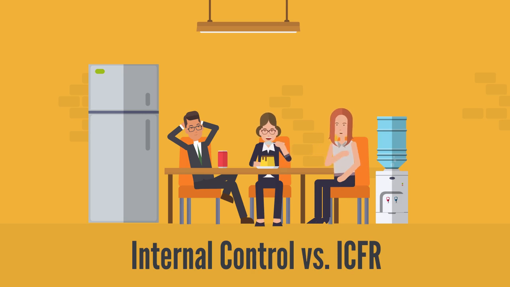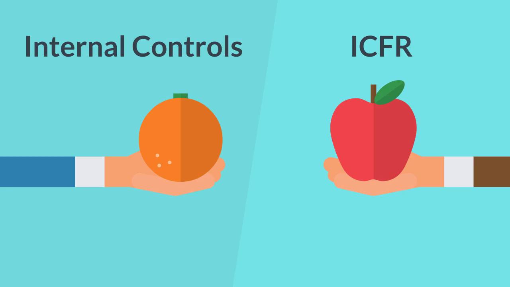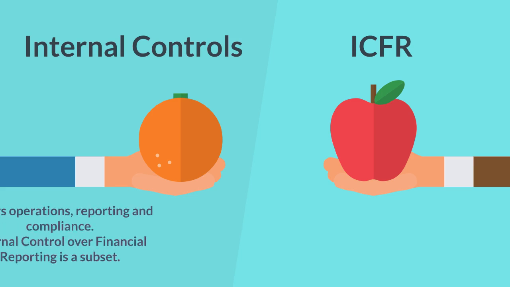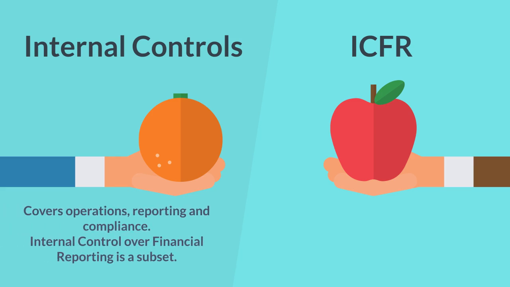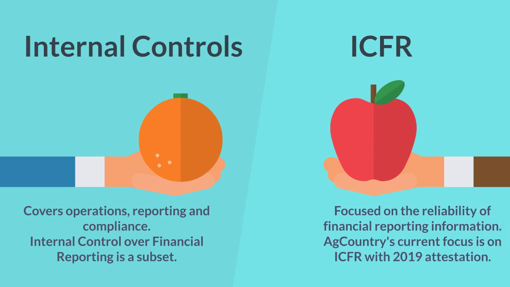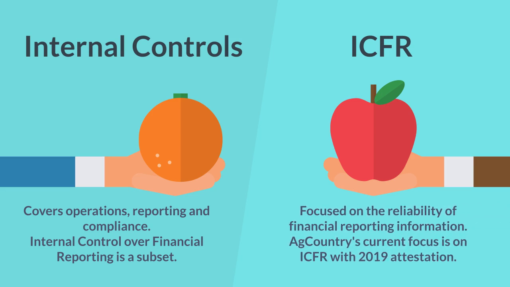Clay, what is the difference between internal controls and ICFR? That's a good question. Let's take a look at them a little closer. If you remember back to the COSO definition, internal control covers operations, reporting, and compliance. Internal control over financial reporting is a subset of internal controls. ICFR is focused on the reliability of financial reporting information. AgCountry's current focus is on ICFR with our 2019 attestation.